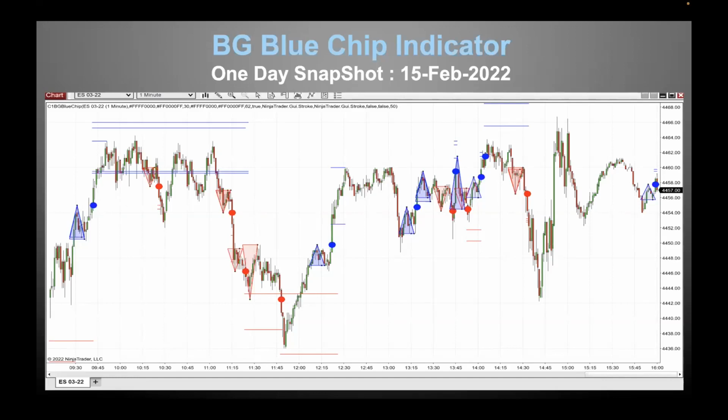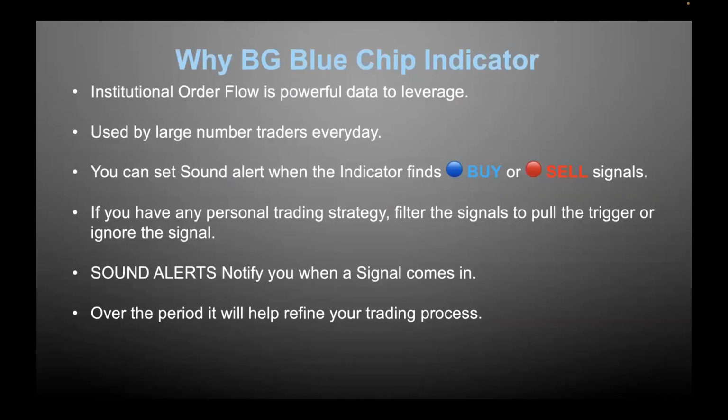So here came in on February 15th. All right. And here's a good look at it. So in summary on the blue chip, institutional order flow is powerful data to leverage. This is used by hundreds of traders around the world. You have a sound alert, so it's not just visual, but it's a sound alert that'll come in when that blue chip comes in and when the short signal comes in. And this is just obviously very popular.